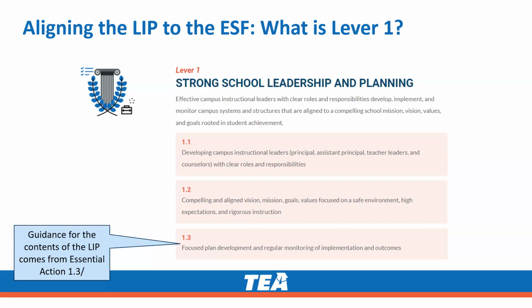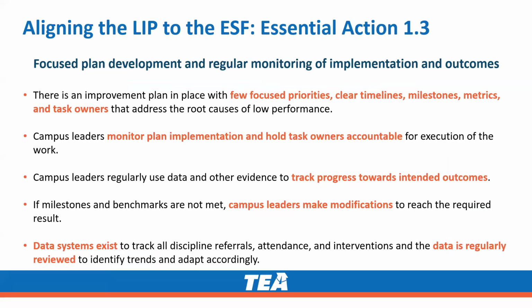There are three what we call essential actions in lever one of the Effective Schools Framework. Today, we're going to focus in on essential action 1.3, which is focused plan development and regular monitoring of implementation and outcomes. There are several key practices under Essential Action 1.3. We'll go through each one of these and talk about what has to be included in a local improvement plan to really meet that key practice.